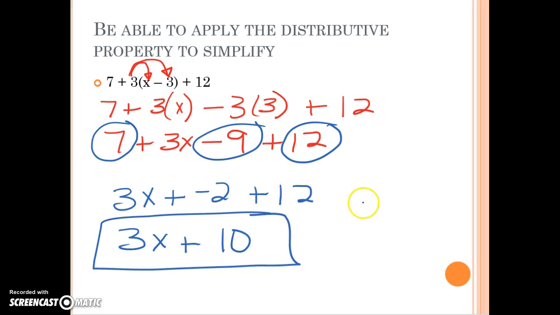How did I do that last part? If I am 2 feet below the ocean and I go up 10 feet, 1, 2, 3, 4, 5, 6, 7, 8, 9, 10, 11, 12, where am I going to be at? 10 feet above. That's how we get that.